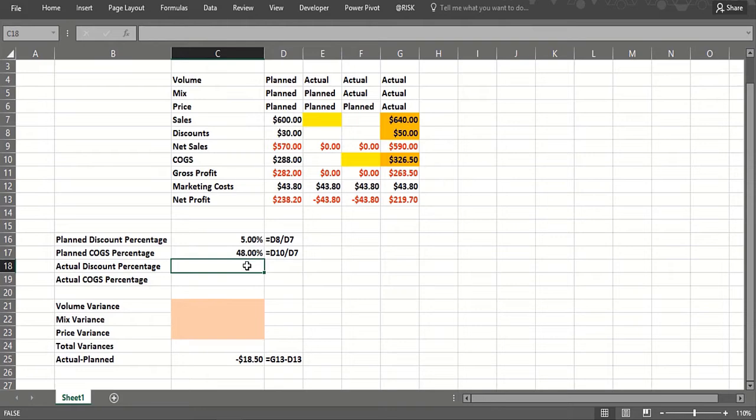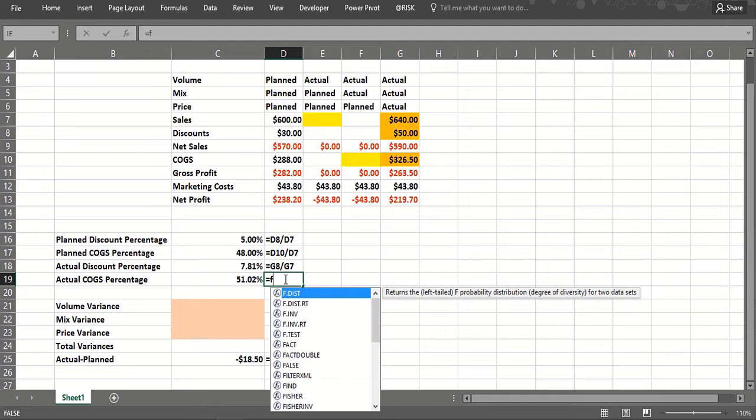Okay. Now the actual discount percentage was we got $50 in discounts, but we sold 640. So that's 7.81%. In other words, the discount percentage was higher than expected. That's going to cause a negative variance in profit, obviously, because we gave incentives, which we don't really want to give. The actual cost of goods sold was $326.50 divided by 640. And again, that's 51%.